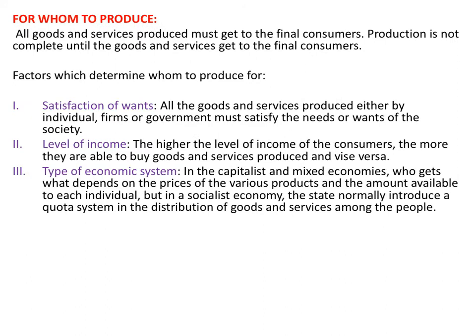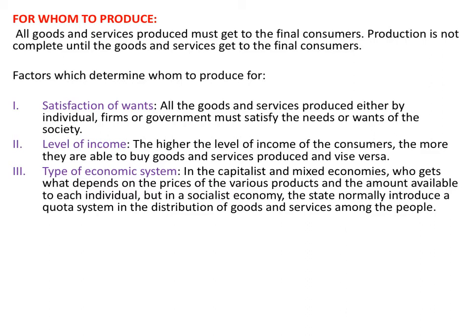The third basic economic problem in society is the problem of for whom to produce. All goods and services produced must get to the final consumers. Production is not complete until the goods and services get to the people that will use them. That's the final consumers. The factors that will determine for whom to produce include, 1. Satisfaction of wants. All the goods and services produced either by individuals, firms, or governments must satisfy the wants and or needs of the society.